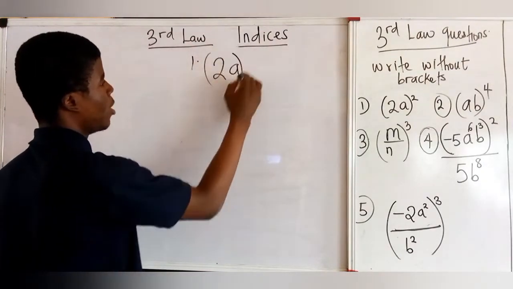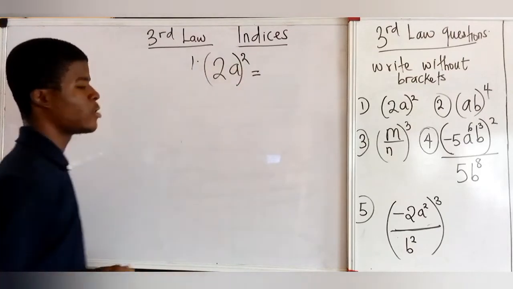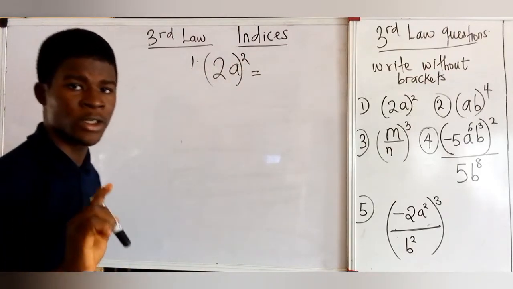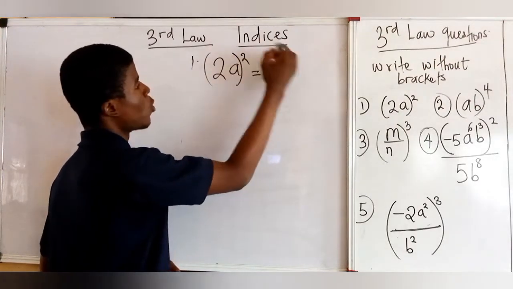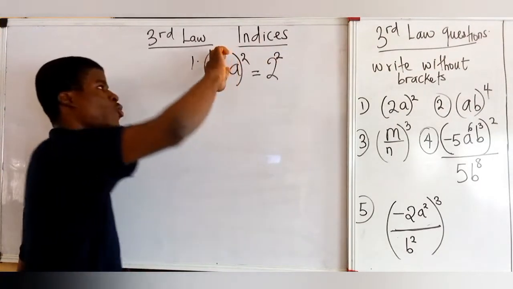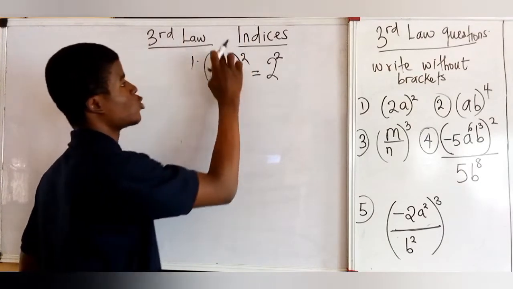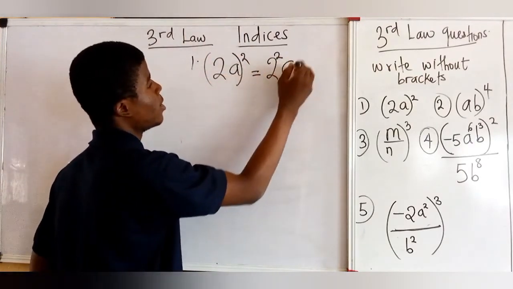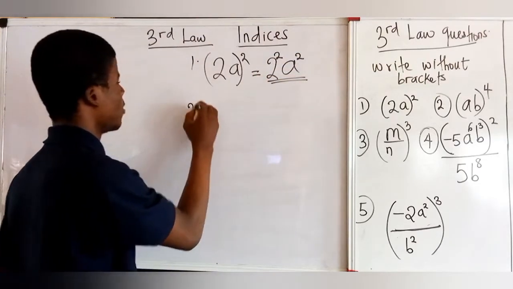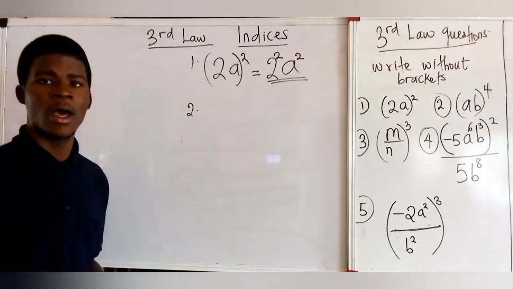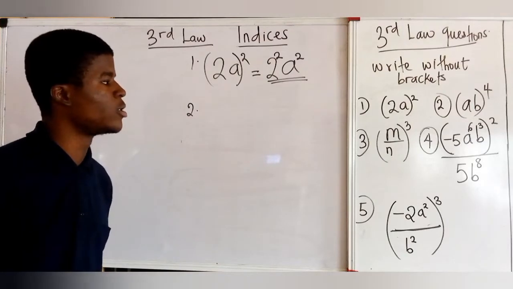2a all raised to the power of what? 2. I'm also going to write this without bracket. Based on what I said just now concerning the third rule, this is equal to 2 squared. The power here is 1. We multiply this 2. That's 2. Then a here, the power is 1. Multiply 2. I have 2. So this is already without bracket. That's the solution. I've succeeded in writing it without bracket.